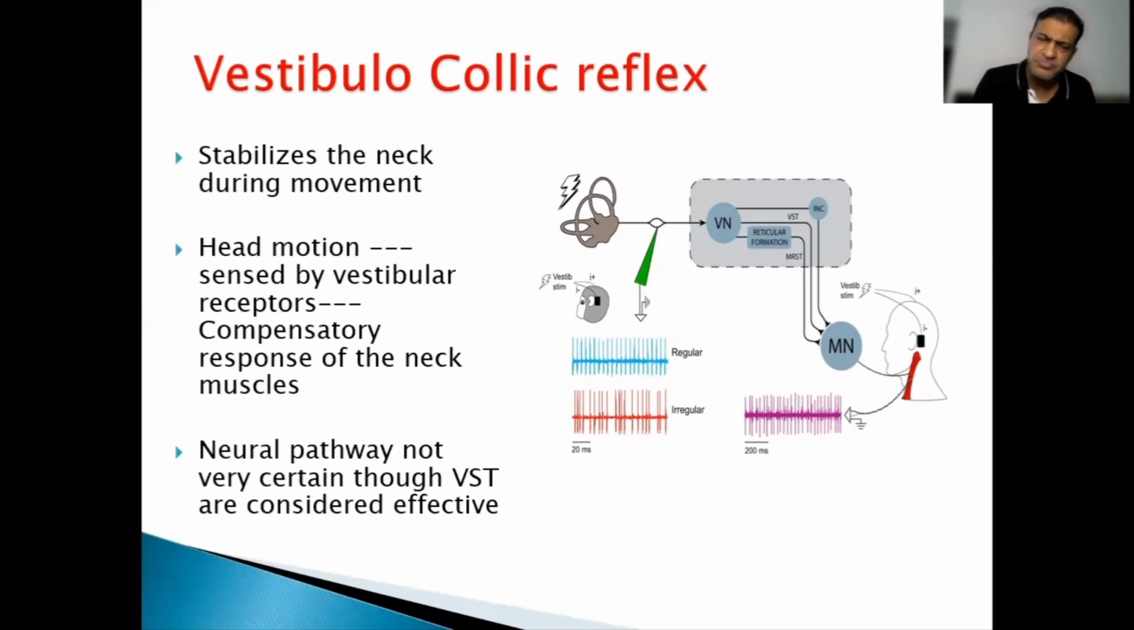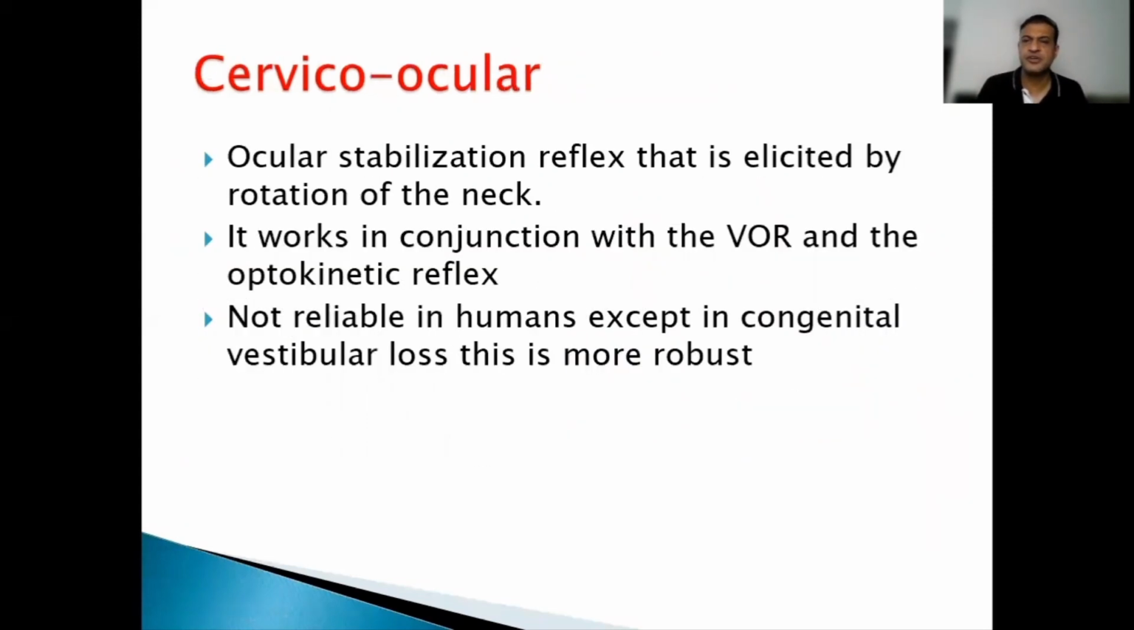The importance of this is still under research. There is one more reflex, the cervico-ocular reflex, which is an ocular stabilization reflex elicited by rotation of the neck. It works along with the vestibulo-ocular reflex and the optokinetic reflex, but again, it is not very reliable in humans. Basically, with the movement of the neck, the sensation goes and the eye stabilizes.